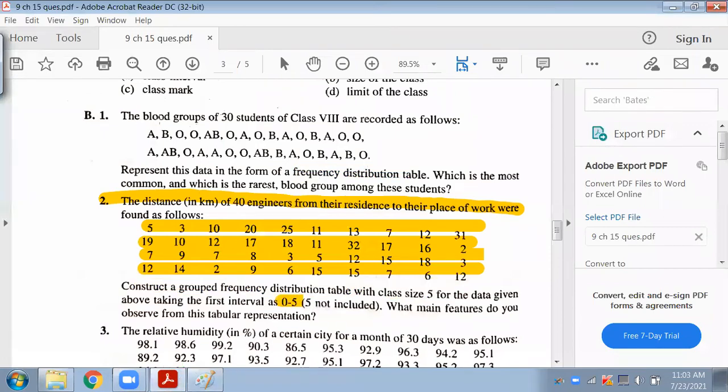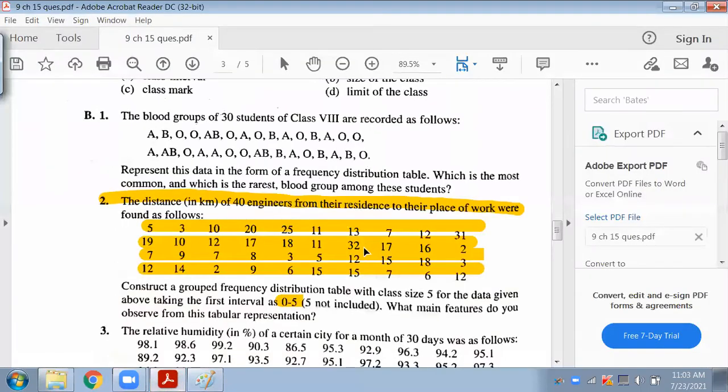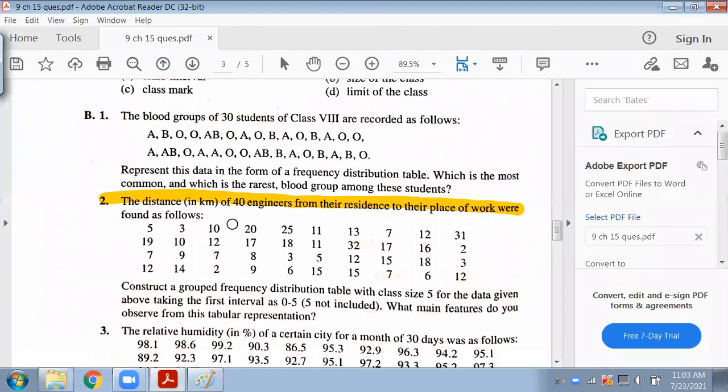That means since 5 is not included, the next one will start from 5. 5 to 10, the next 10 to 15, and so on. But let's see what is the highest value in the data. I can see 20, I can see 25. So the highest value is, I think, 25. No, 32. So we have to go up to 30 to 35.